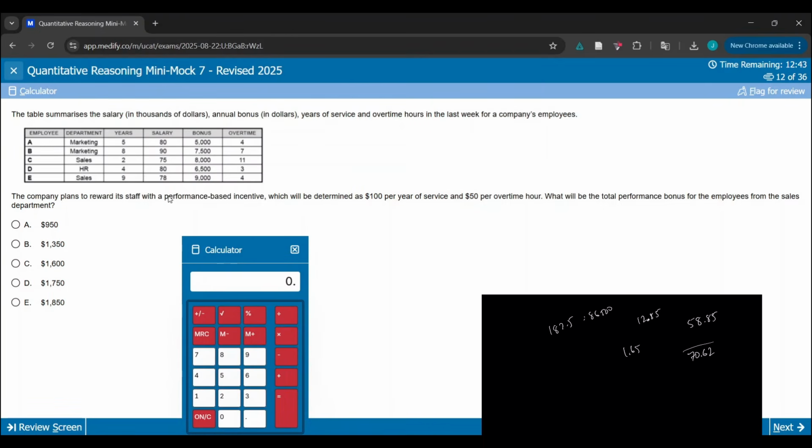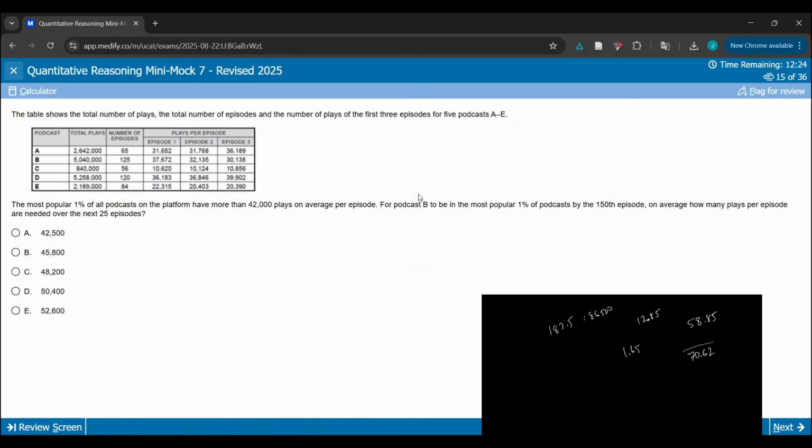Reward staff with a performance with £100 per year. What's total performance from the sales department? So it's £100 per year of service, that's 1100. And 50 per overtime hour, so what's 15 times 50? 1100, 1850 pound per year of service. Okay.